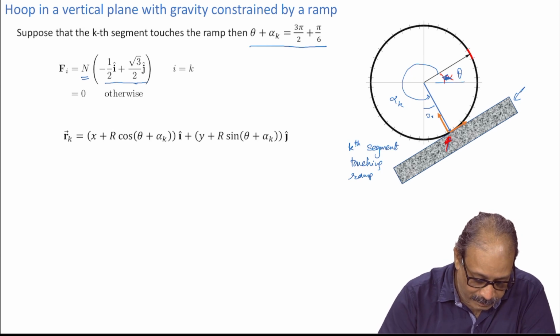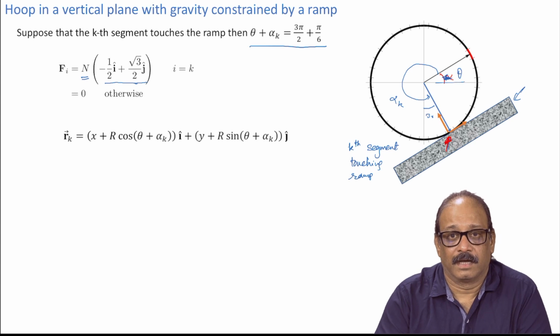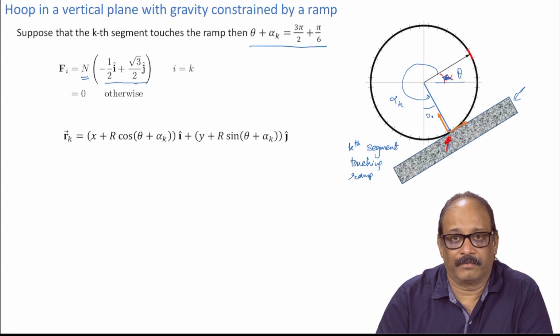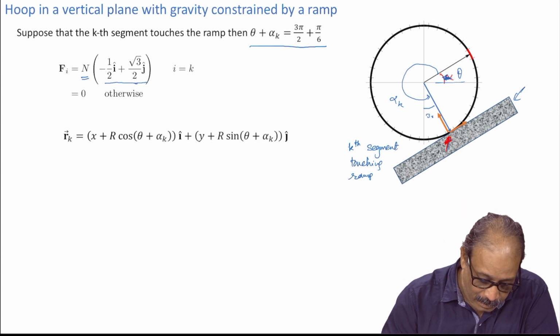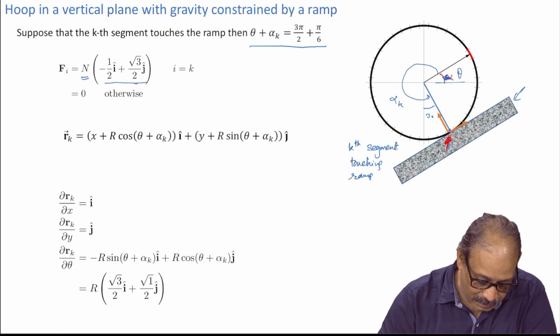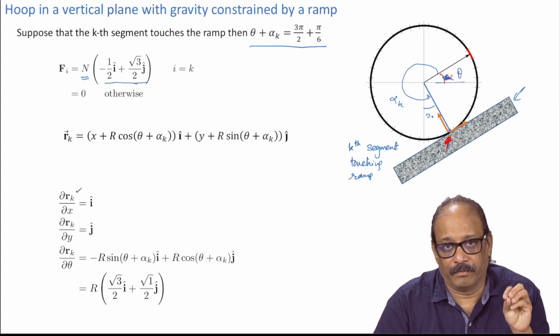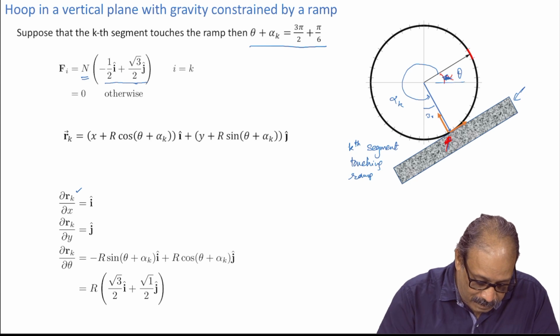So, the r_k here is x plus r times cos of (theta plus alpha_k), and the y component will be y plus r times sin of (theta plus alpha_k). And remember the formula for generalized force: what we actually need in that are the derivatives of r_k. In fact, for that formula we need the derivative of r_i for any ith particle or ith segment with respect to x, and that is just i cap.